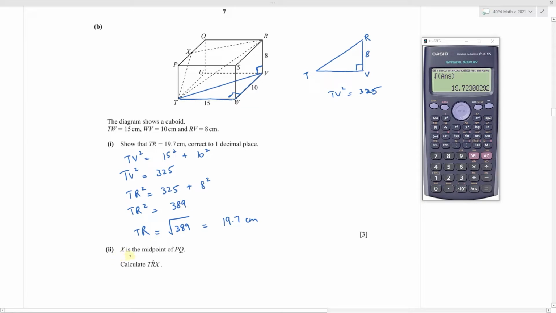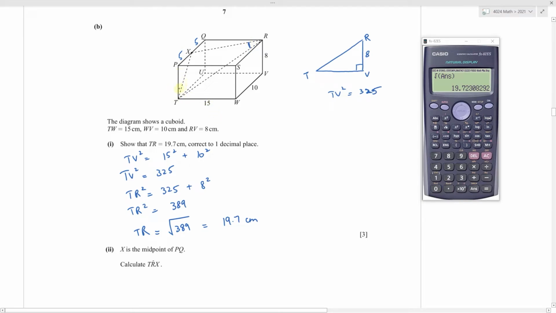The next part is X is the midpoint of PQ. Calculate TRX. So let me just erase this. X is the midpoint, so that means PX and QX will be equal. Full length is 10, so this is 5 and this is 5. And you have to calculate angle TRX, which is this angle here.